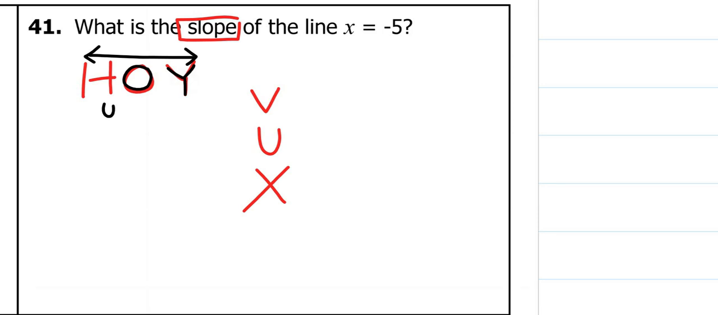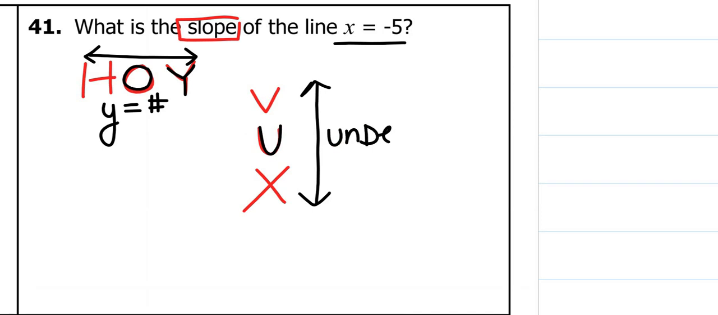So you would see y equals some number as the equation for that line. This is x equals some number. So let's see what VUX says. VUX says if you have a vertical line, that means your slope is undefined, and it's an x equals some number. So for example, x equals -5 would be the equation of a vertical line passing through the x-axis at -5.